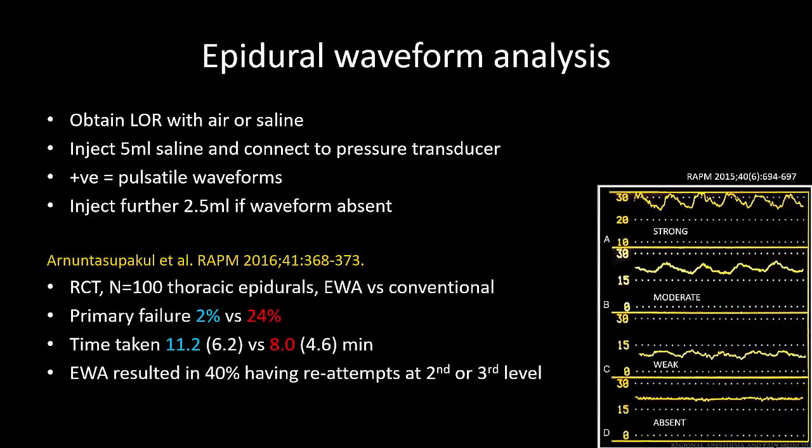Results from a randomized controlled trial of thoracic epidurals performed by residents showed that the use of epidural waveform analysis significantly reduced primary epidural failure rate, defined as a detectable block within 10 minutes of a test dose. Epidural waveform analysis did prolong block performance time, but it is worth noting that the test prompted reinsertion of the epidural in 40% of the group. While we don't know how many of these were actually warranted, it is likely to have contributed to the overall success in that group.